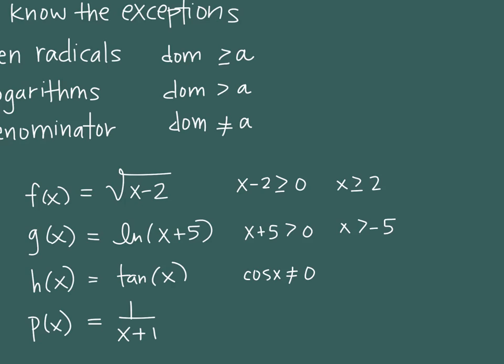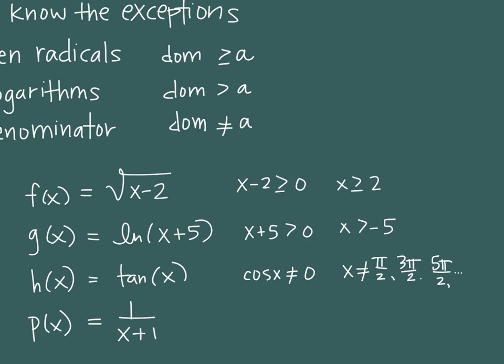So if you remember your rules of cosine, cosine hits 0 around the unit circle a couple times. At pi over 2, at 3 pi over 2, at 5 pi over 2, etc. So x can't be those things.